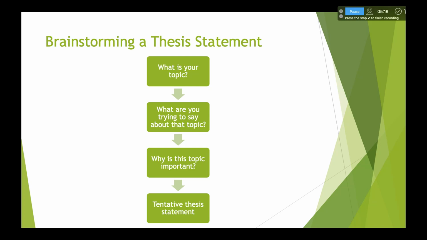So, using that example of social media being a friend or a foe. When you're brainstorming a thesis statement, you're supposed to come up with your topic. Again, your topics are pretty much given to you. So let's just say our topic is social media. And then what are we trying to say about that topic? So first we have to decide whether or not we think social media is a friend or a foe.